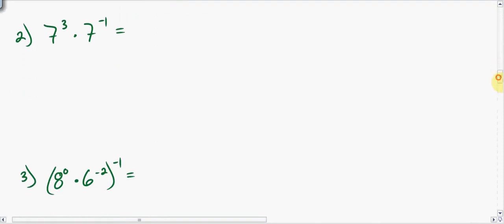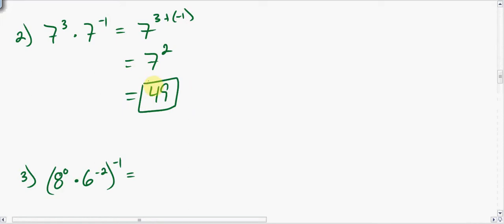Second one, where we have 7 cubed times 7 to the negative 1st power. Same base, connected through multiplication, I can add the exponents. So that's equal to 7 to the 3 plus negative 1 power, which is equal to 7 squared, and 7 squared is 49.